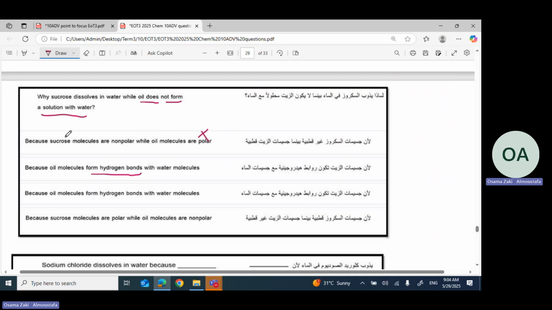Sucrose can form hydrogen bonds, so this is not correct. Oil molecules form hydrogen bonds? No, not correct. Repeat it. Option: sucrose molecules are polar while oil molecules are non-polar. Yeah, this is correct.